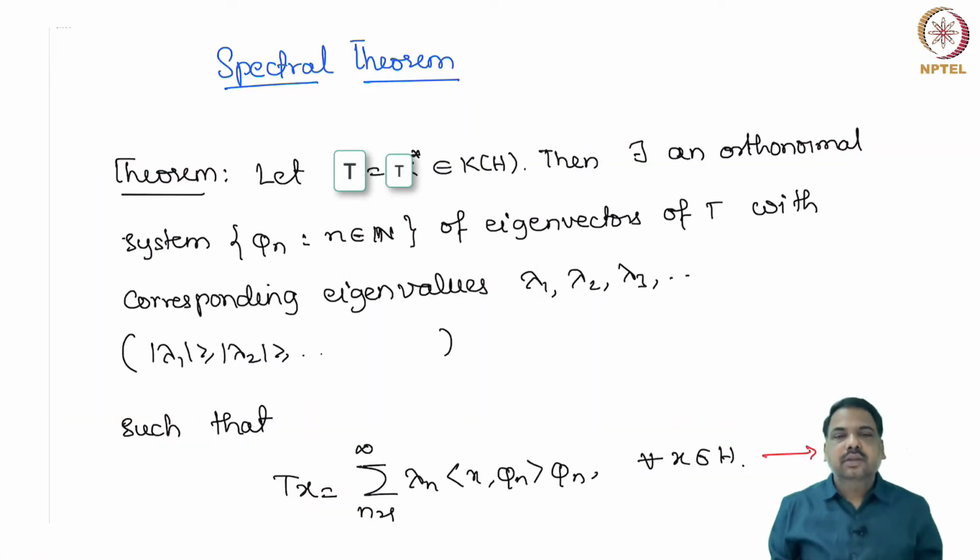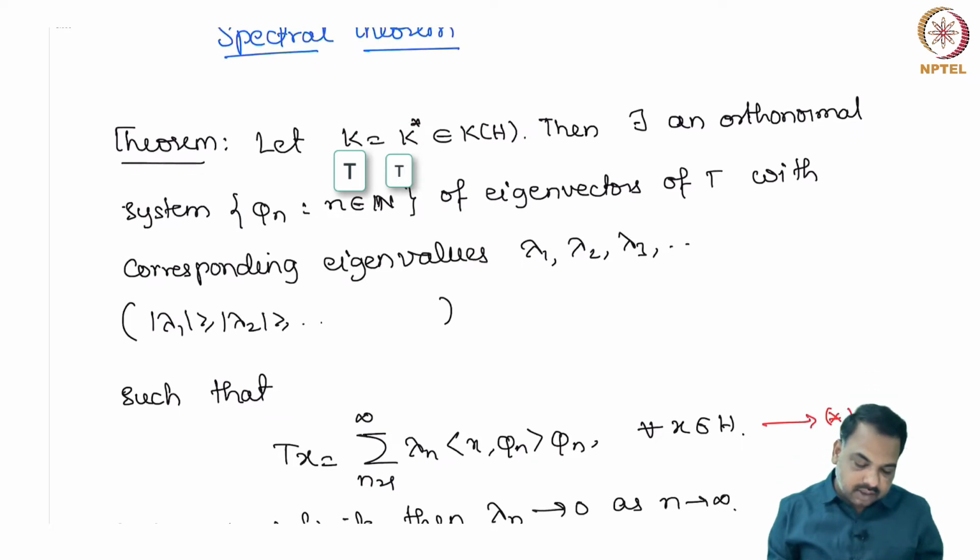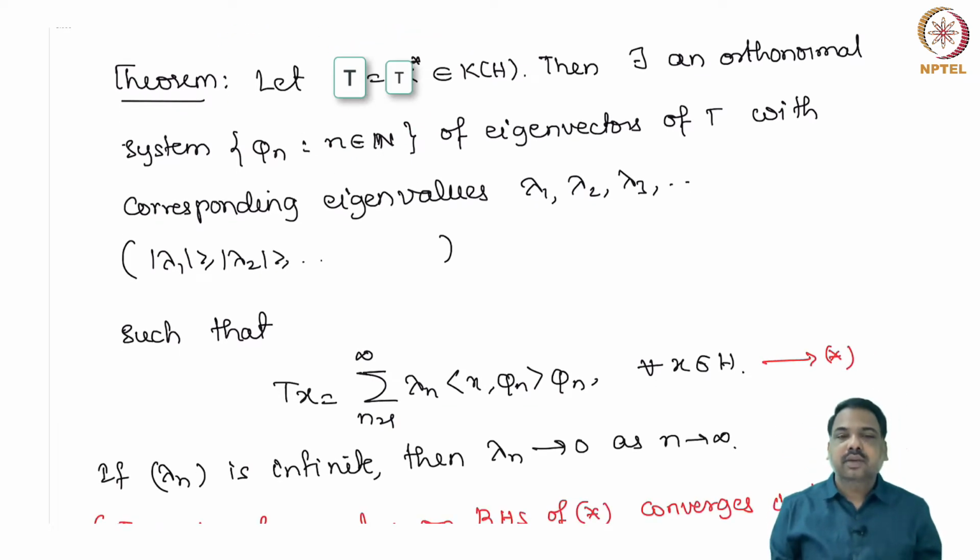Hi everyone. In the last lecture, we discussed a few consequences of the spectral theorem for compact self-adjoint operators. Today, let us look at some more important consequences of the same result. So, let us quickly recall the spectral theorem for compact self-adjoint operators.